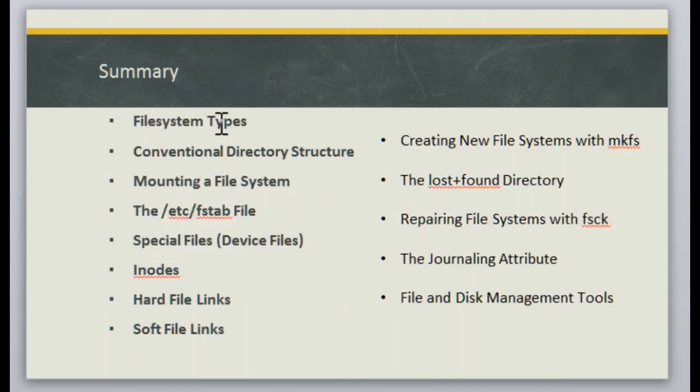So in summary, we talked about file system types, conventional directory structure, mounting a file system, the /etc/fstab file, special files such as device files, inodes, hard file links, soft file links, creating new file systems with mkfs, the lost+found directory, repairing file systems with fsck, the journaling attribute, and file and disk management.